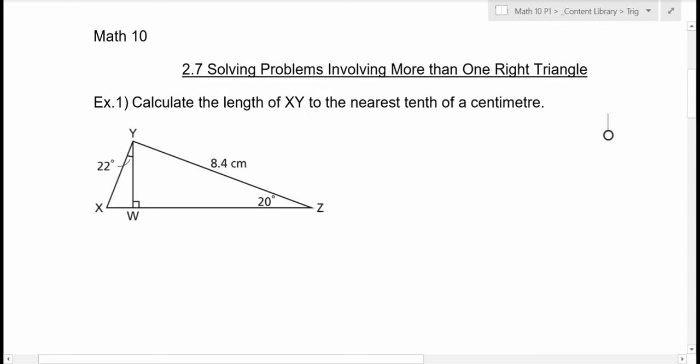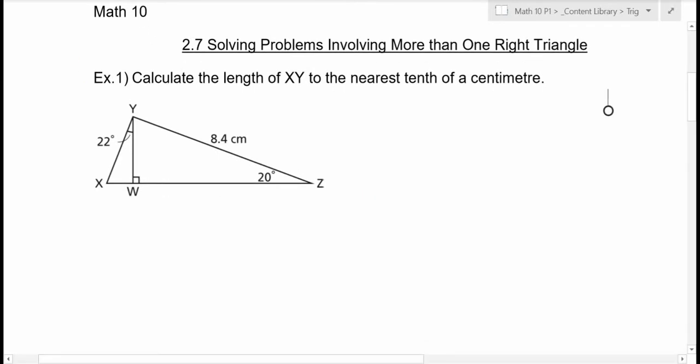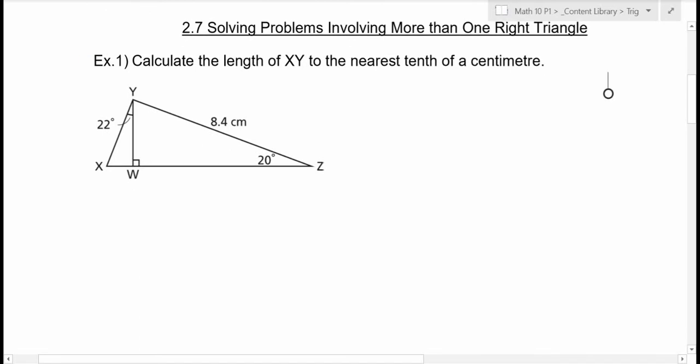All right, welcome back to the last trig lesson. Again, like I mentioned last time, this is about solving problems involving more than one single right triangle. Here, you have all the tools to solve the problem, but it has more than one triangle, so it's a little bit more complex, but it's not that bad. Let's look at the example here.